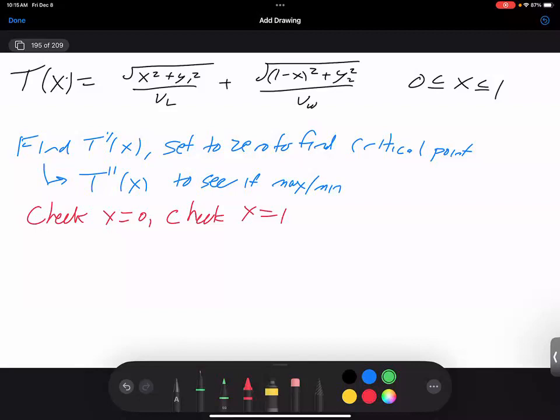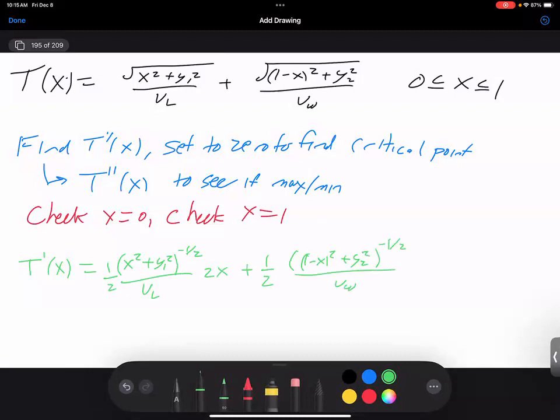And so we would get, t prime of x would be x squared plus y1 squared to the minus 1/2 over VL. And then when we take the derivative of the inside with respect to x, we'll get 2x. And we would have a 1/2 coming outside, right? And then the second piece, we would have a 1/2 times 1 minus x squared plus y2 squared to the minus 1/2 over VW. And now when we take the derivative, it's going to be 2 times 1 minus x with a negative 1.